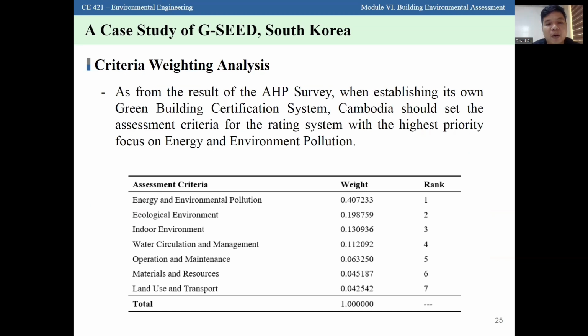This table is the result that we took from the AHP level 1, which means that energy and environmental pollution is the prioritized factor, followed by ecological environment, indoor environment, and so on until land use and transport. This evaluation is also based on the condition of Cambodia, which is our country. As we also know, the sum of the weights should be equal to 1.